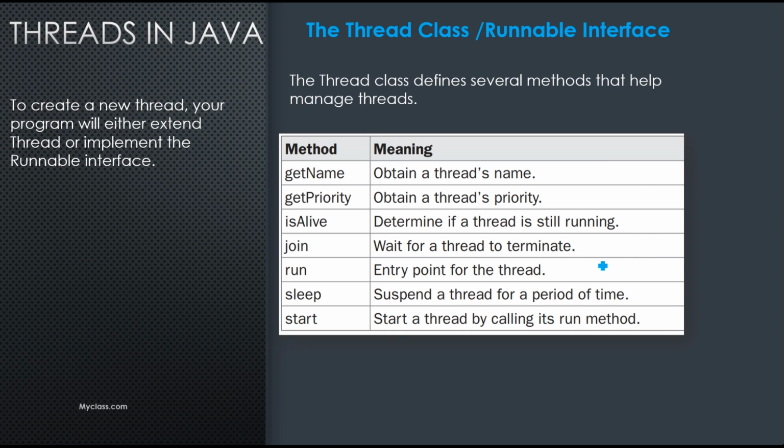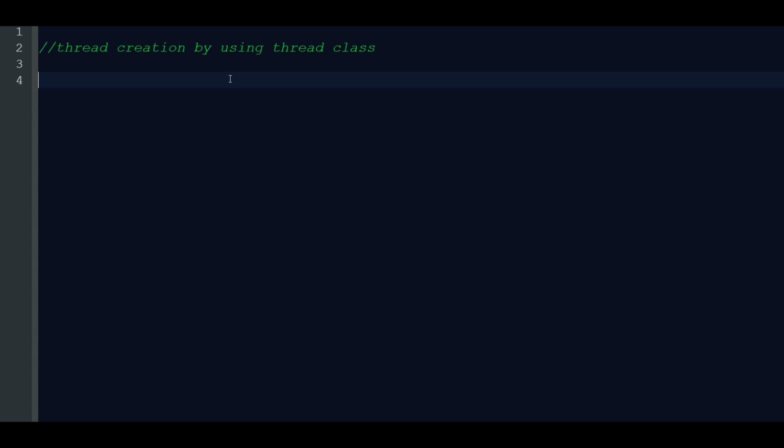Like getName, there is also setName. setName is for setting the name of a thread. We are going to check that with a program. Now I am going to write a program with the Thread class, a program that extends the Thread class for creating a thread. So let's start. Now I am going to write a program for creating a thread.